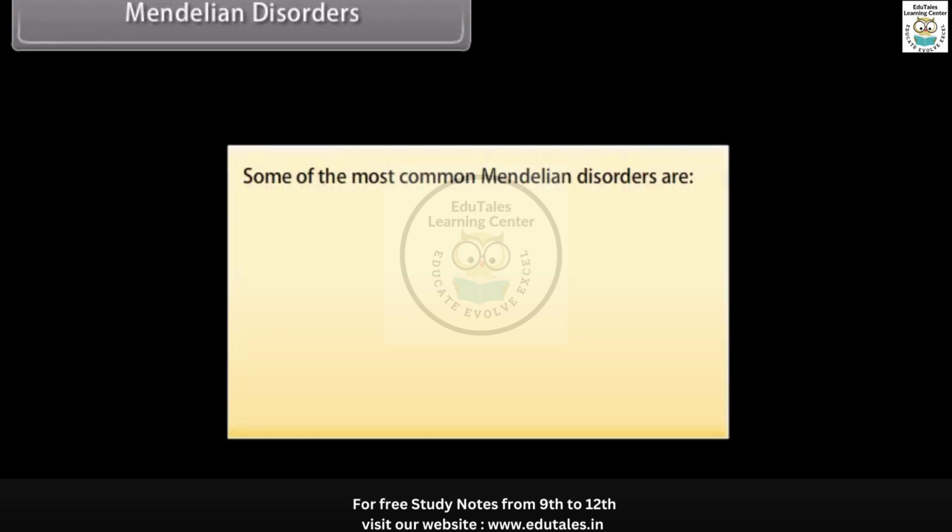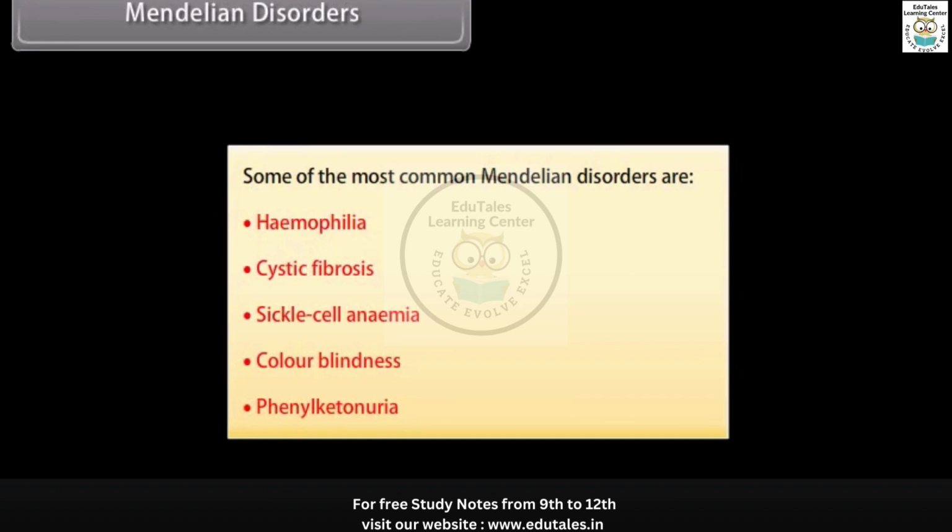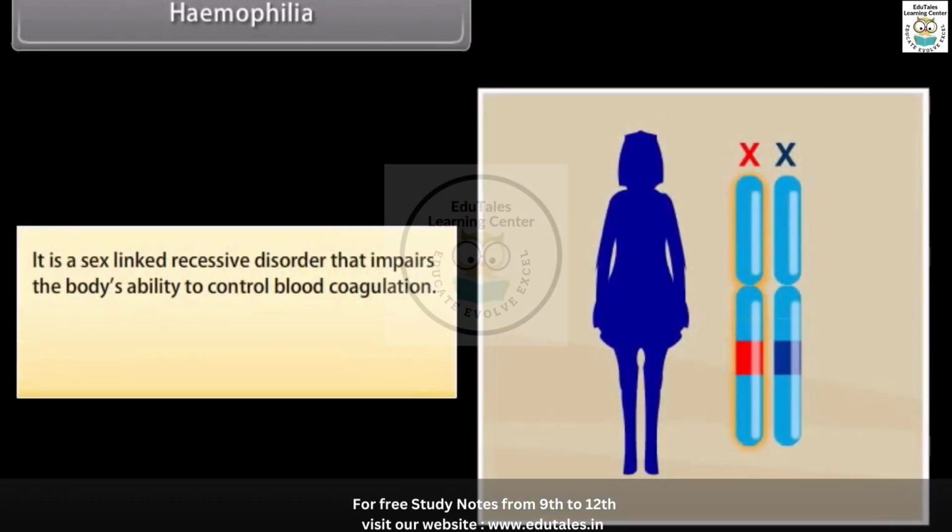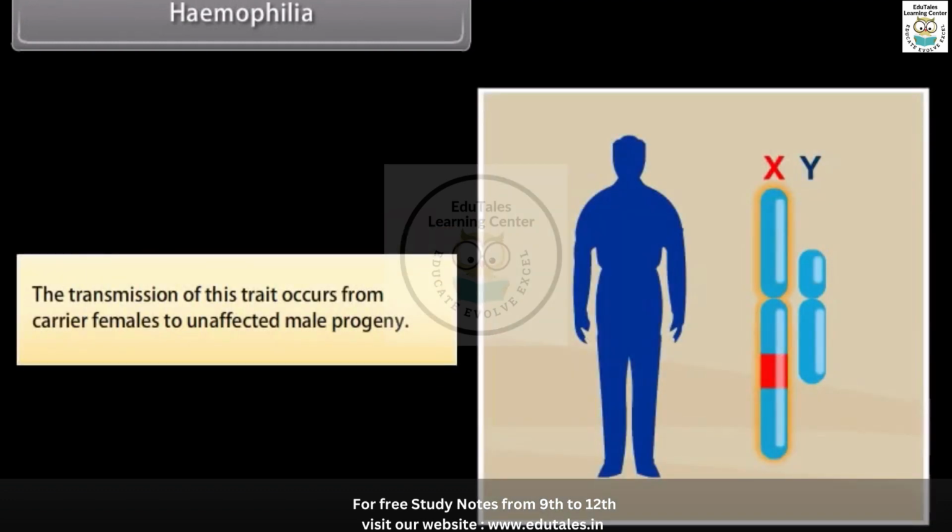Some of the most common Mendelian disorders are hemophilia, cystic fibrosis, sickle cell anemia, color blindness, and phenylketonuria. Hemophilia is a sex-linked recessive disorder that impairs the body's ability to control blood coagulation. It is caused due to the deficiency of certain clotting factors. The transmission of this trait occurs from carrier females to unaffected male progeny.